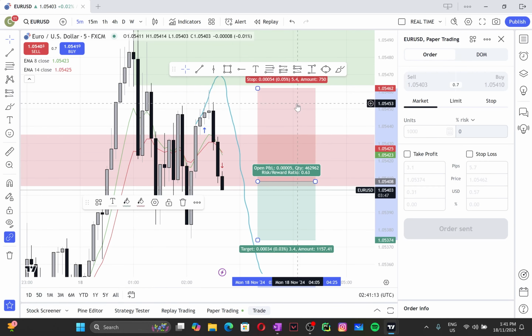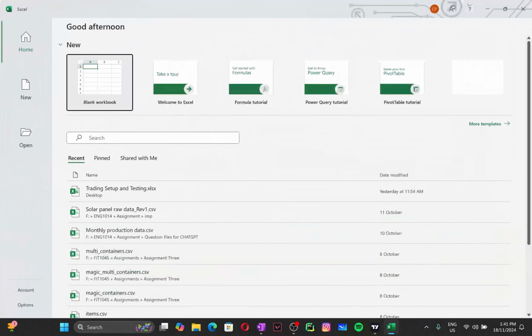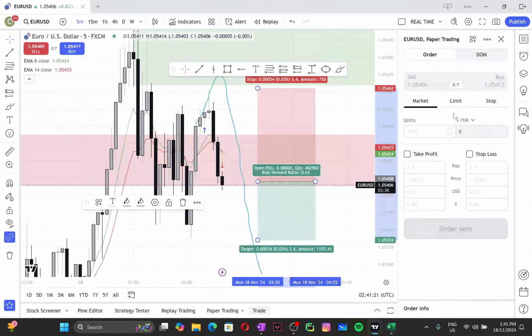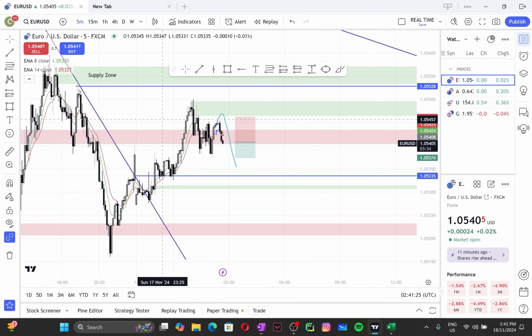Okay, so what I'm gonna do is I'm gonna open an Excel sheet and create a blank one and leave that for now because I have a lot of things to care about.